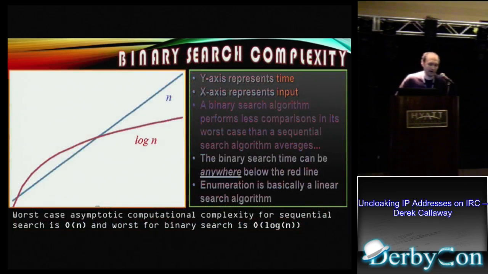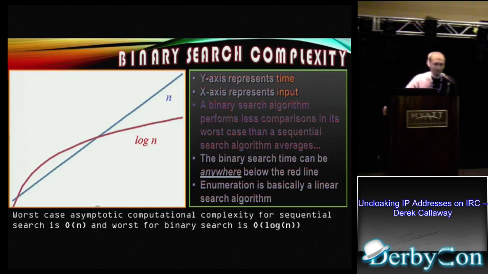So this is why binary search is so much faster. The result can be anything under that red line, that sideways parabolic curve. And the N is what we were doing before with Anope when we were enumerating the addresses.